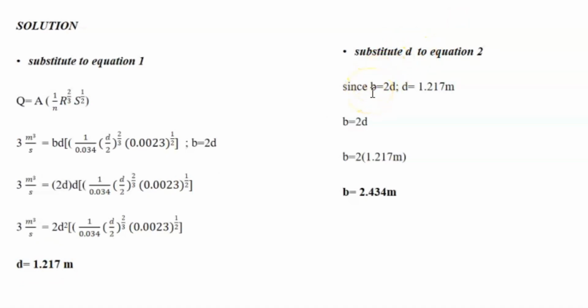So for our equation 2, we have base is equal to 2 times the depth, wherein our depth is equal to 1.217 meter. So substituting the value of d, we have here base is equal to 2 times 1.217 meter. And we will get the value of our base, or b, is equal to 2.434 meters. So the dimensions of our rectangular channel are d equal to 1.217 meter and b equal to 2.434 meters.